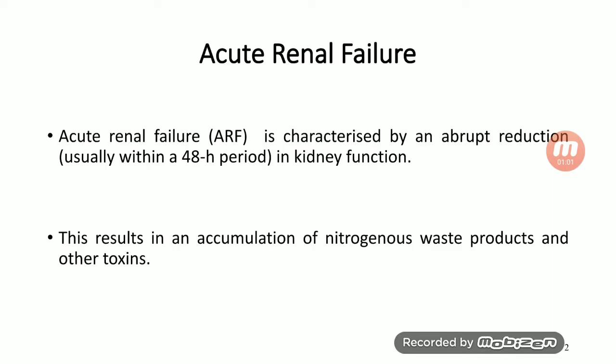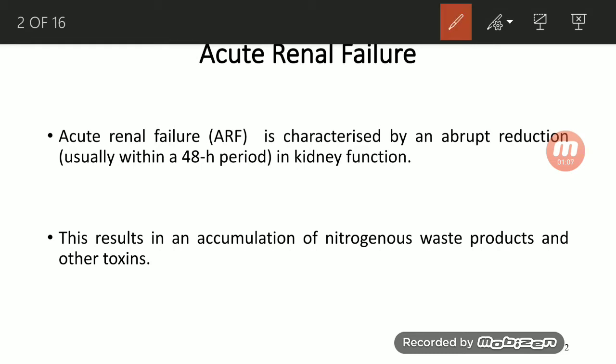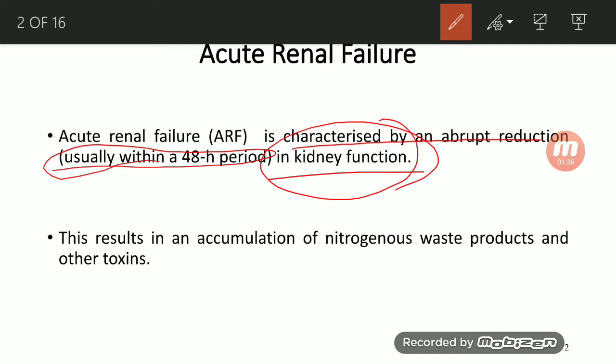So what is acute renal failure? Acute renal failure is generally characterized by an abrupt reduction in kidney functioning. The term acute is there because for acute renal failure to develop, it does not need a very long duration of time. The onset is very short, and it generally develops within 48 hours. With its development, there is impairment in your kidney functioning.